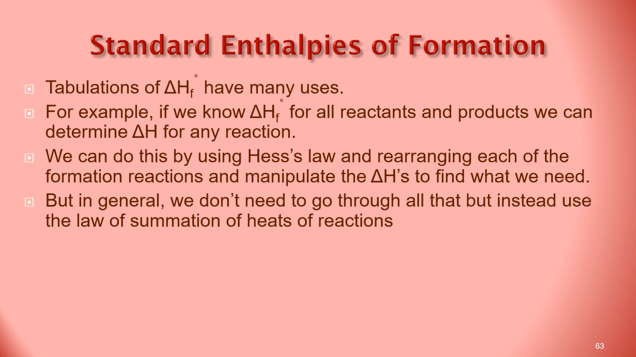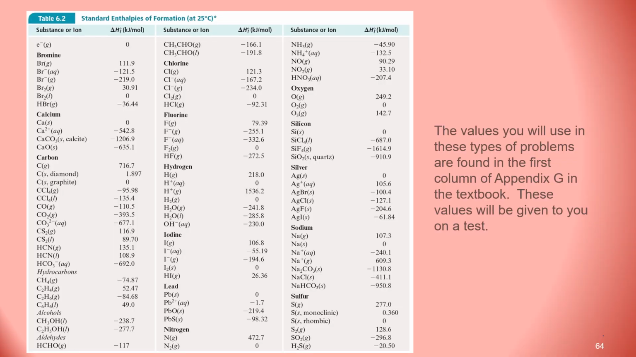So like I said, you'll find these delta H formation tabulations. Many uses. If we know all the delta H of formation for all reactants and products, by Hess's law, but we'll do it much simpler than that, we can actually determine the delta H for any reaction at standard state. So it does use Hess's law, but it's going to be much easier than manipulating the equation. It's kind of like it's already been done for you. So here's an example of the table.